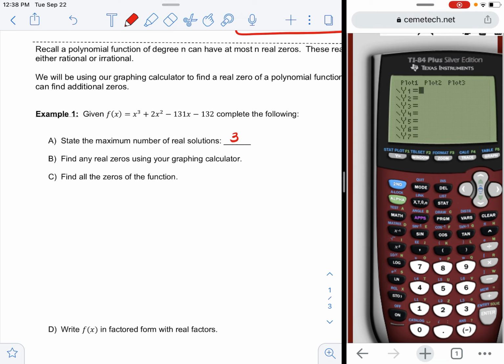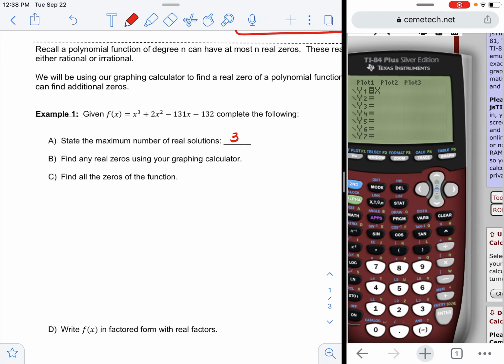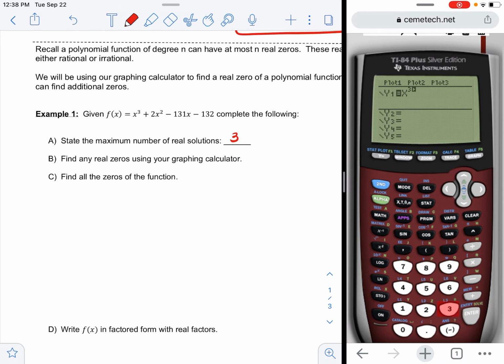So whenever I'm graphing, I go to y equals. I'm going to type this in. So x to the third power, plus 2x squared, minus 131x, minus 132. And then I'm going to go ahead and hit zoom standard, which is zoom 6, to get the normal -10 to 10, -10 to 10 graphing window.